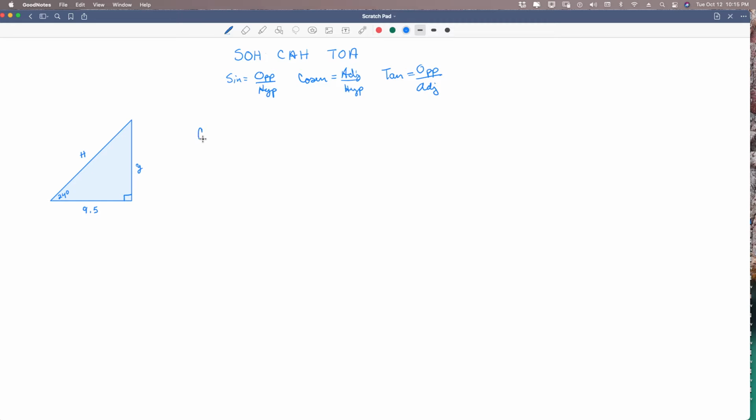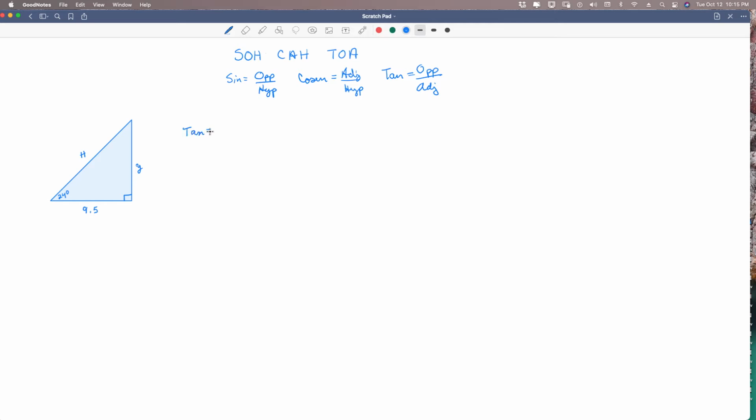If I were to do cosine of 24 degrees, I have the adjacent, that's 9.5, over the hypotenuse. I can't really do that. I can't back into that number. So I am going to use tangent.